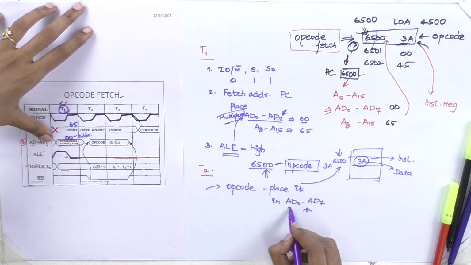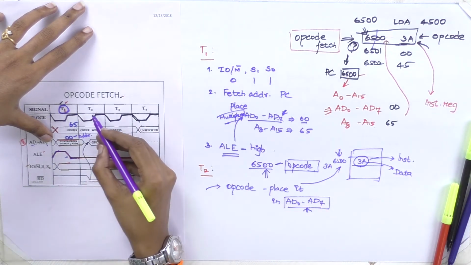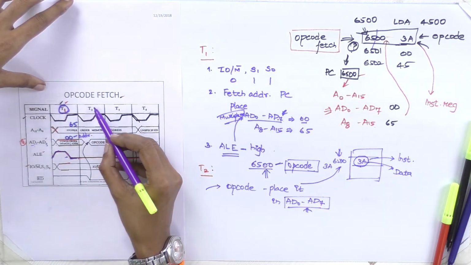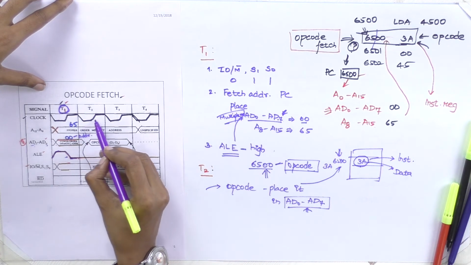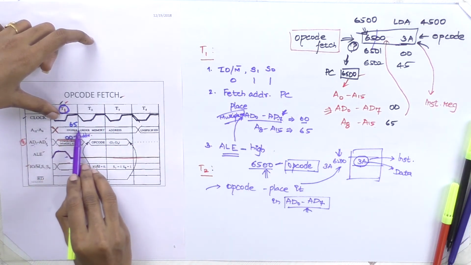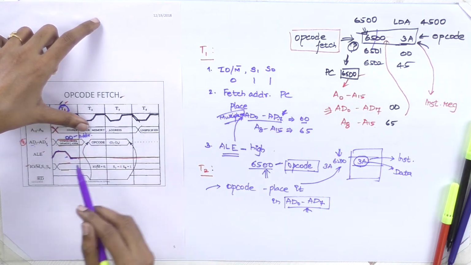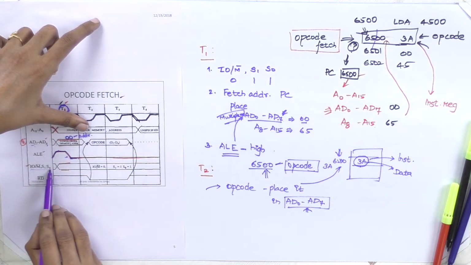So it takes and puts it in the AD0 to AD7. Okay. So now we will see this timing diagram. At T2 state, we will have one high to low signal. There is no change in the higher order address, so it will be retained as such. 65 will be retained here also. There is no change in the IO/M bar and the status signal.